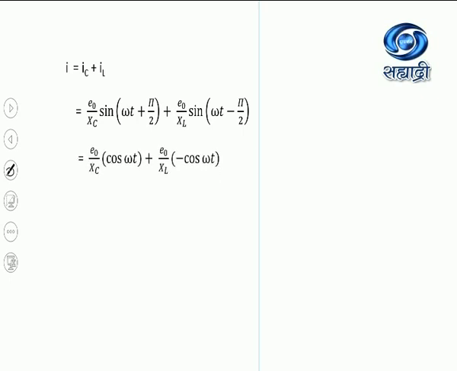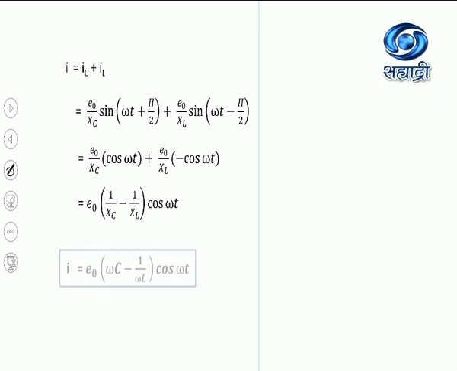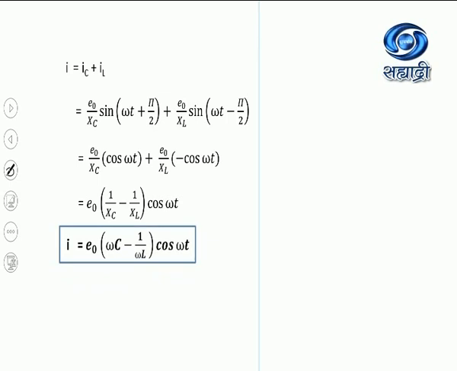E naught upon XC into sine of omega t plus pi by 2 is cos omega t, and sine of omega t minus pi by 2 is minus cos omega t. So the second term will be E naught upon XL into minus cos of omega t. Now here E naught and cos omega t can be taken common. Inside the bracket you will get 1 upon XC minus 1 upon XL. Now the current will be E naught.